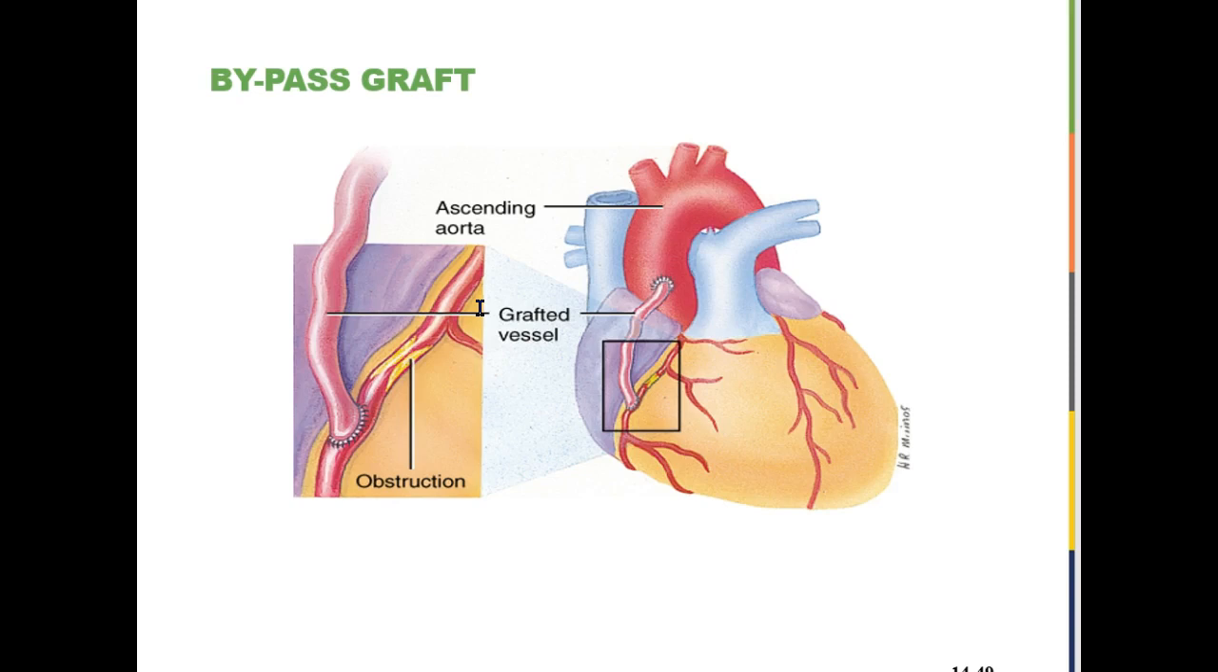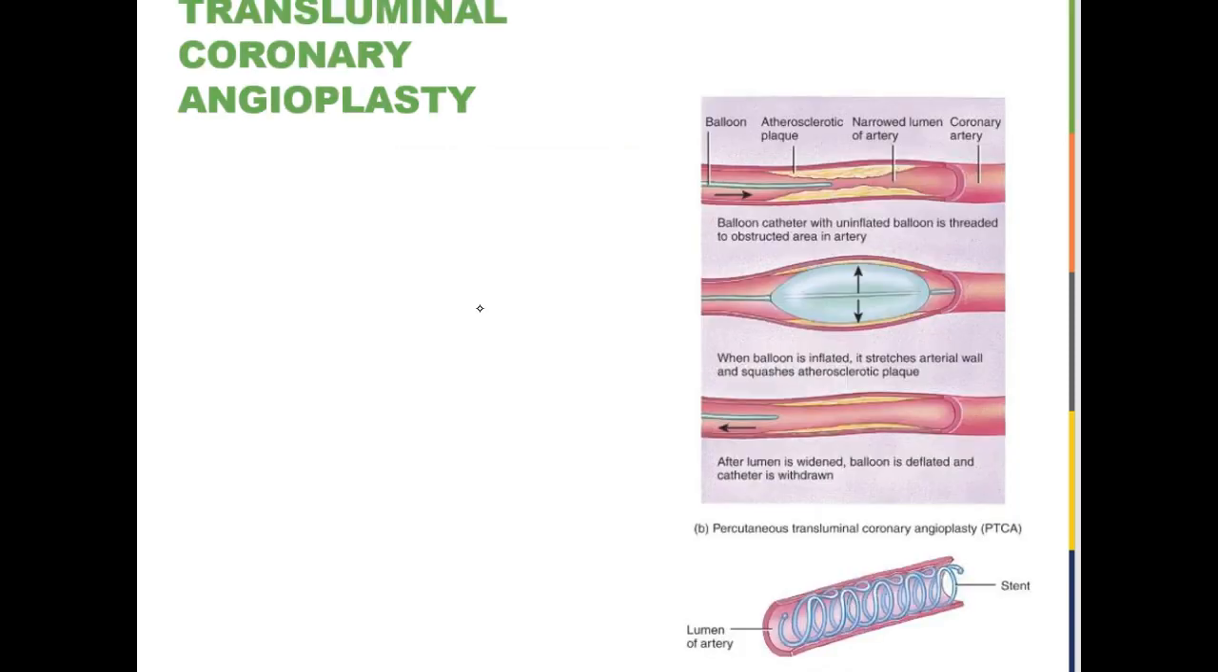There's more. This is a bypass. I won't ask any questions about it on the exam. It's just, I think, an interesting thing, right? So if you've got a clog, here is your clog. Blood's not getting this way. It gets blocked. So they build a bypass graft so that you can bypass the plaques in your coronary arteries.